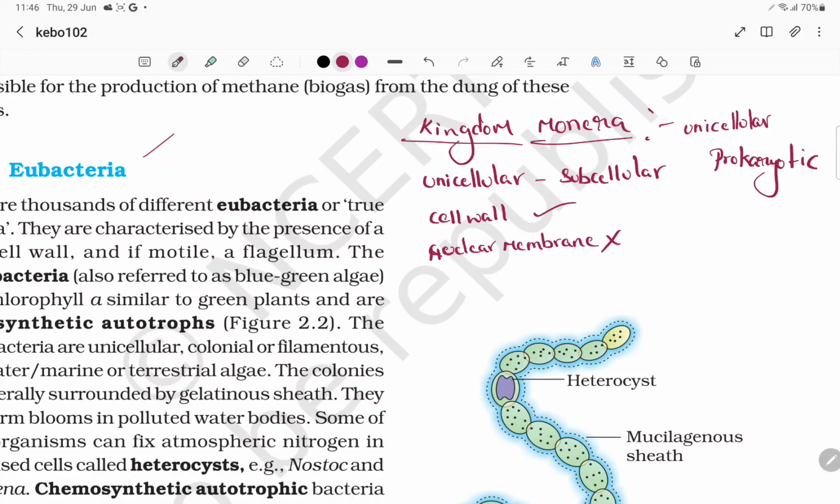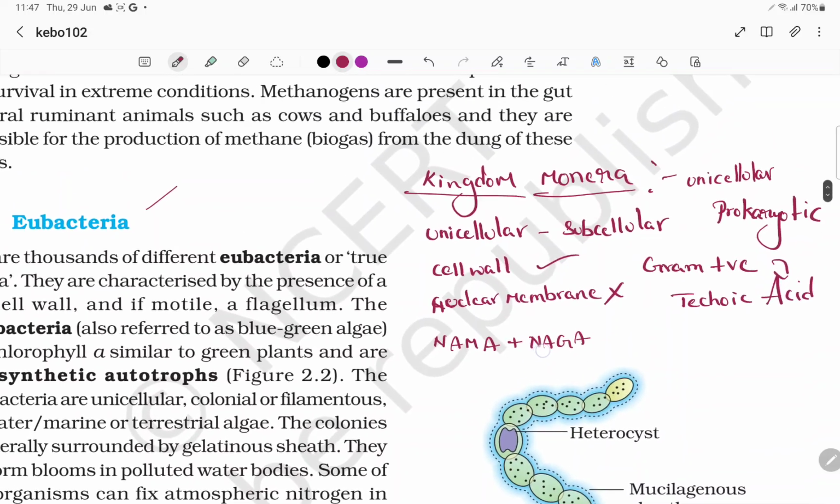Because these are prokaryotic, right? From the single word it tells you that it is unicellular in nature, as well as prokaryotic, which means there is no nuclear membrane. But cell wall is present. The cell wall is made up of a material called peptidoglycan, right? The peptidoglycan is made up of N-acetyl muramic acid and N-acetyl glucosamine, right? And also the gram-positive bacteria have teichoic acid in their cell wall. This is one important point you have to remember.